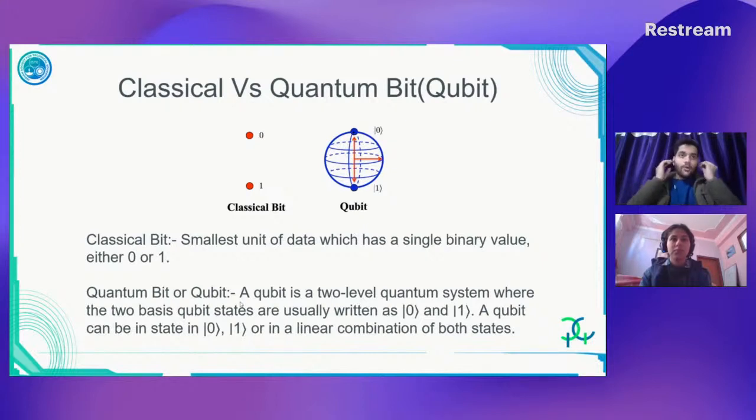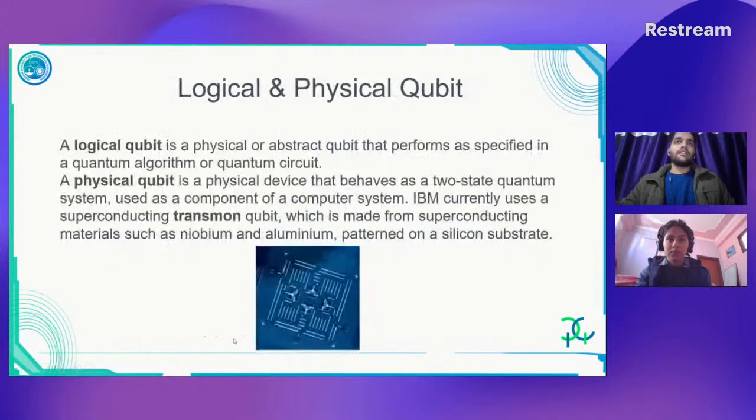And now comes the quantum bit, or a qubit. It is basically a two-level quantum system. This term, two-level quantum system, we will come to later. It contains basically two states. Either it can be 0 or a 1. It is basically a linear combination of both the states. We will come to this qubit a little later in depth. Okay, so next, move on to the next slide.